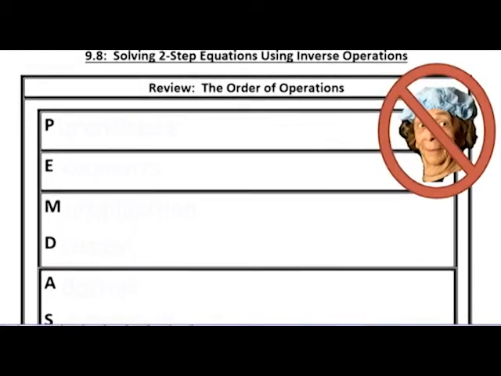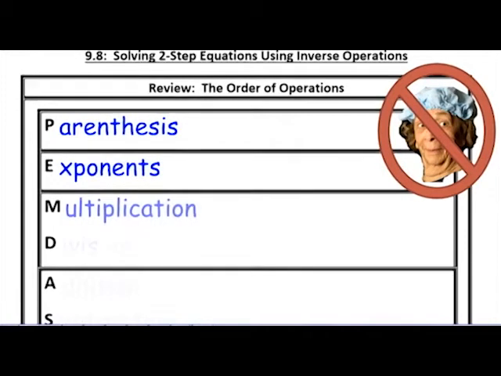9.8, we're solving two-step equations using inverse operations. We're going to think of two-step equations as using the order of operations in reverse. So we need to review the order of operations first. We have parentheses, then exponents, then multiplication and division together. Remember, we don't do multiplication then division.